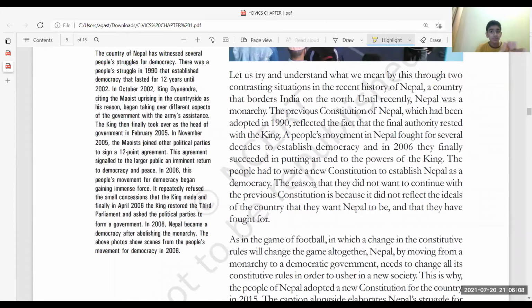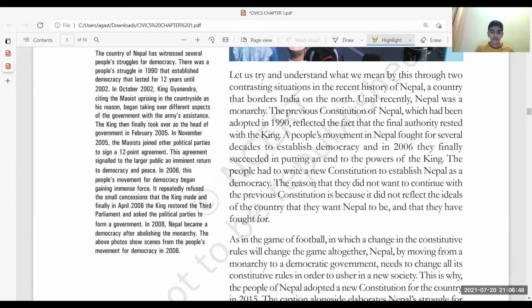So here we have a bit of detailed info. In 1990, it was a monarchy government in Nepal. There was a people's struggle against this monarchy, which lasted for 12 years. In October 2002, King Gyanendra, the king of Nepal, citing the Maoist uprising in the countryside as his reason, began taking over different aspects of the government with the army's assistance. The king then finally took over as head of the government in February 2005.